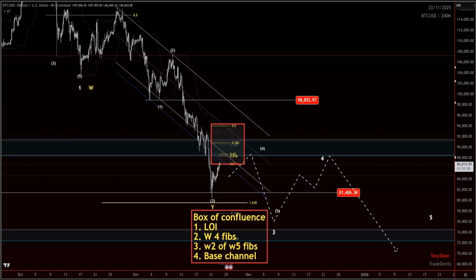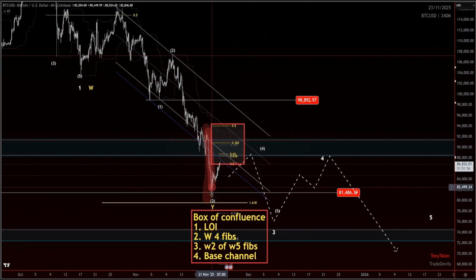All right, I just want to zoom out to go over again what I'm looking for at the larger degree and look at my box of confluence here. It's a pretty large box for now, but we're going to narrow it down a little bit. Basically, what I'm looking for at this point is a 1, 2, 3, and I'm speculating that we have a wave 4 coming in right now. In our box of confluence, we have a level of interest. That's the level I was telling you about right here, between 92 and 88. We're looking for this to play as potential resistance. We got a breakdown.